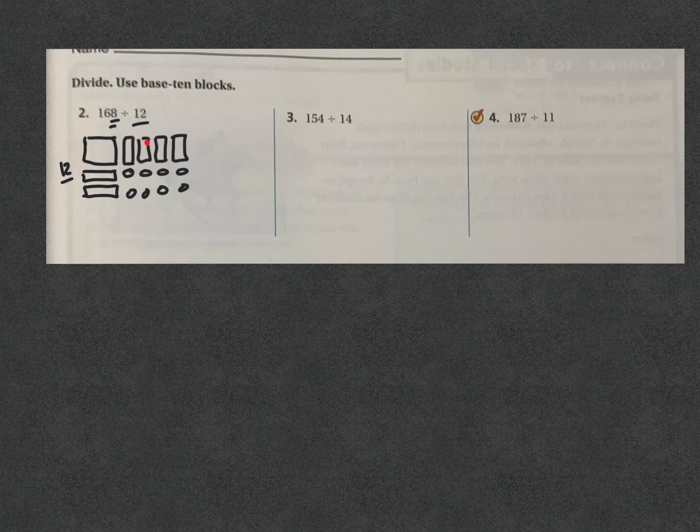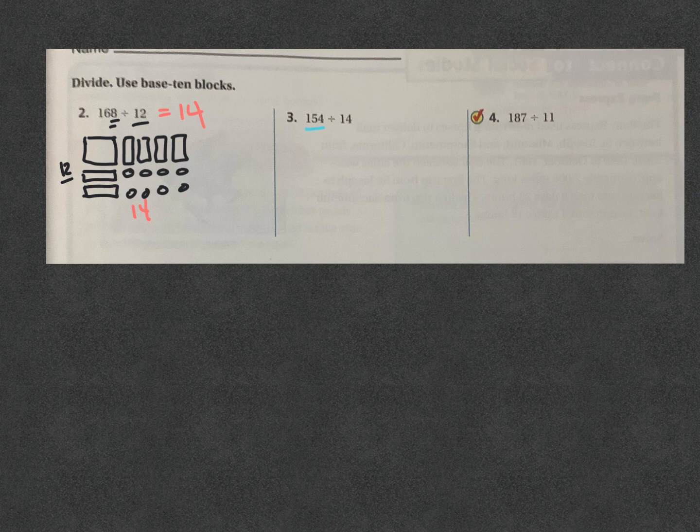How much across was that? 10, 11, 12, 13, 14 across. So 12 times 14 equals 168. That means 168 divided by 12 equals 14. Hopefully each time we do this, it starts to make more sense.